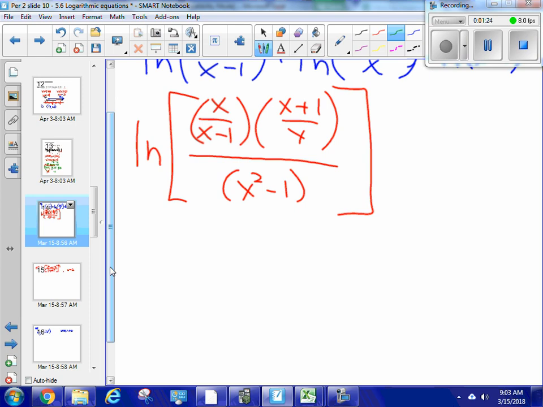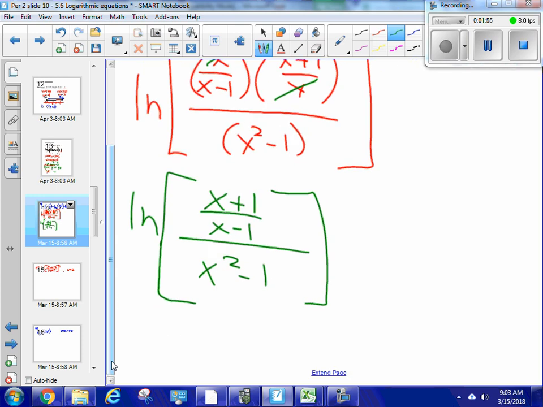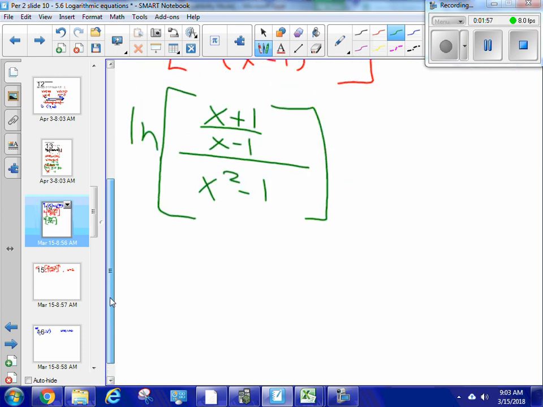Well, one thing I can see, I need to kind of start simplifying this a little bit. And one thing I can see right off the top is that that x and that x are going to cancel each other out. Can you see that? Okay. So that's going to give me ln x plus 1 over x minus 1 divided by, let's make this a little bit bigger here, x squared minus 1.